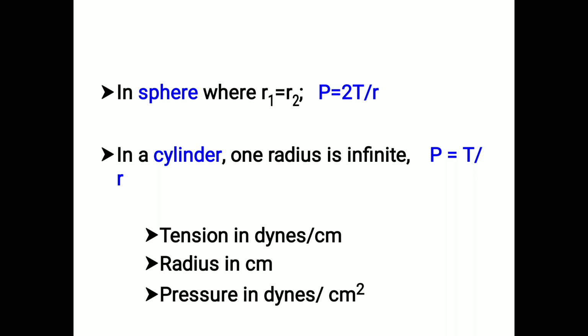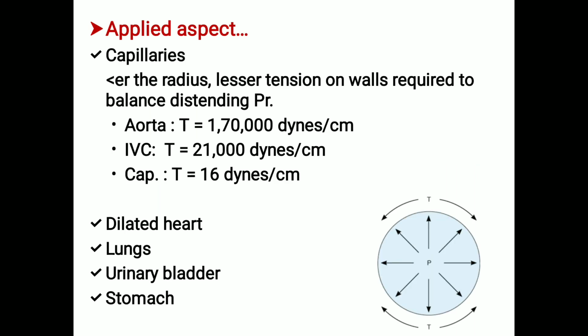We apply the Laplace law in the urinary bladder. Of course, in a pathological condition like a dilated heart, the heart has to do more work than the non-dilated heart, because when the radius of the chamber is increased, a greater tension must be developed in the myocardium to produce a given pressure.